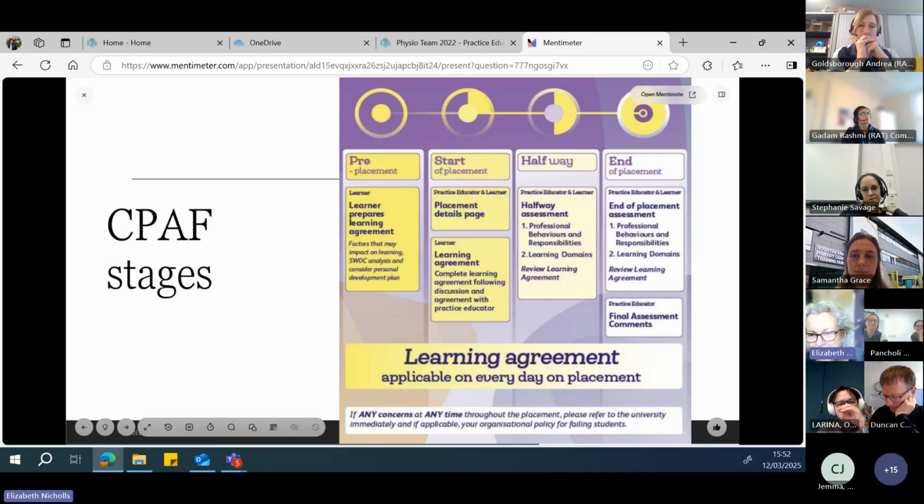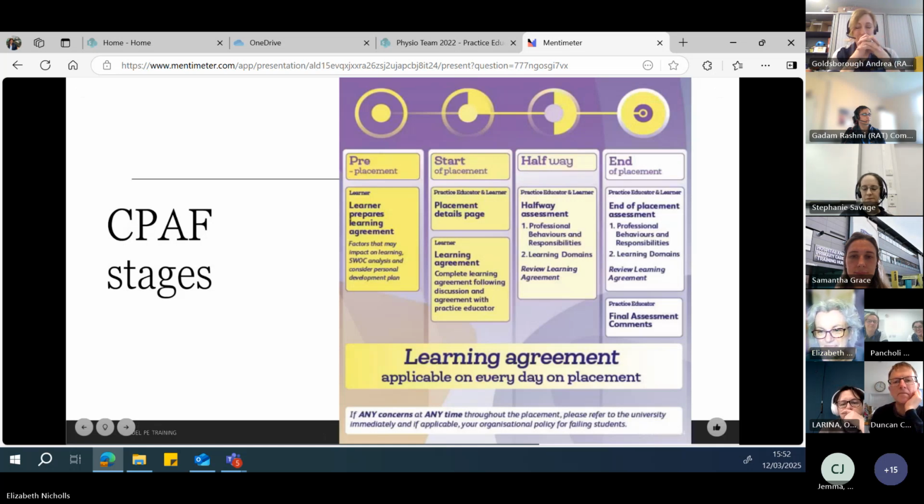Anybody got any thoughts on that? Especially for level 4, I imagine you probably don't want them jumping straight into, you go off and see those patients and then we'll talk about it afterwards.